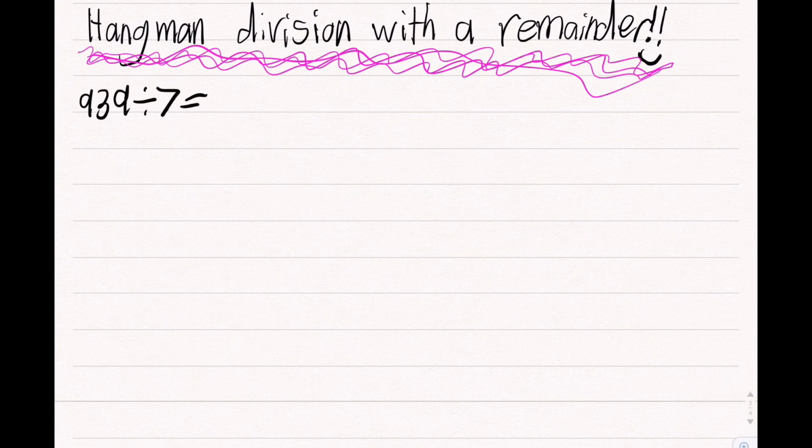So first draw this. It looks like the game Hangman, and that is why this strategy is called the Hangman strategy. We are going to put the 7 here because 7 is what we are dividing by. Next, we'll put the 939 in here because it is the number that is getting divided.